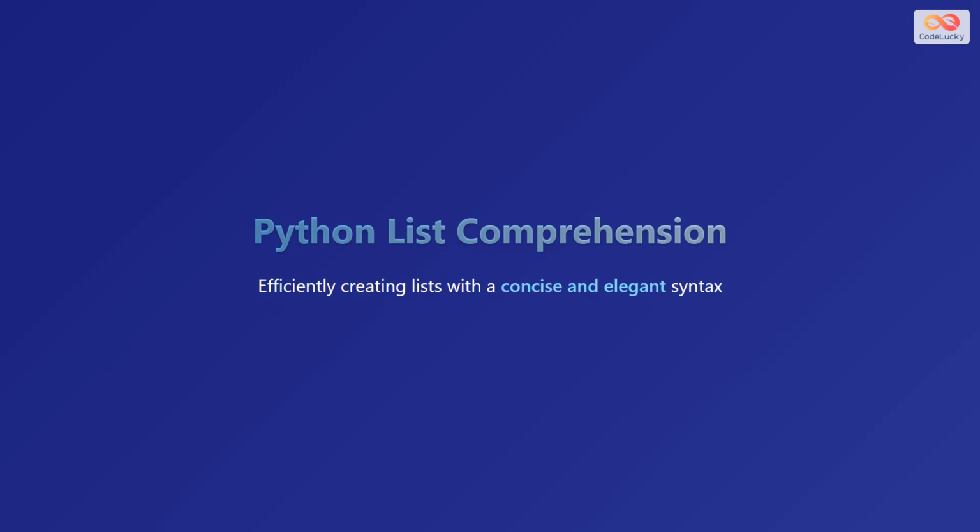Welcome to this tutorial on Python list comprehension. List comprehension is a powerful and elegant way to create lists in Python. It offers a concise syntax to generate new lists based on existing iterables. In this video, you will learn how to use list comprehensions to write more efficient and readable code.